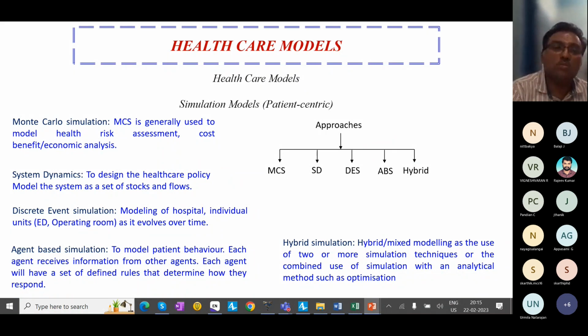Discrete-driven simulation model is the most commonly used for patient-centric, where we are going to model the individual units. It may be an emergency department or outpatient department or operating room, whatever. Where you are going to model the behavior of this, including patient, everything, how it evolves over time. And agent-based simulation is a recent thing, maybe last 5 to 10 years. Here it is possible to model the behavior of patient, where each patient can be treated as an agent. And we need to define certain rules, and that rule will tell them what is the input and how they should respond to that input.